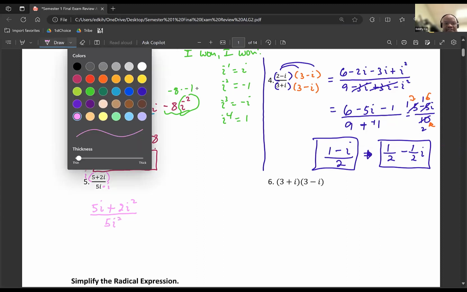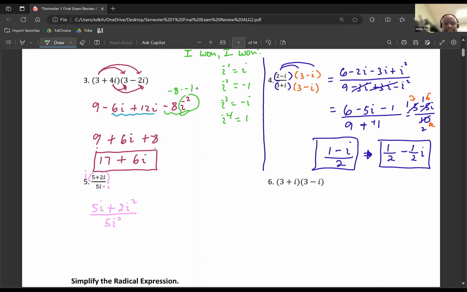Folks, I know you probably have heard me say this 1,000 times. i squared is a number, right? So remember to simplify fully. So we'll replace the i squared with a negative 1, right? So this will be 2 times negative 1, basically. And then it will be 5 times negative 1. So we end up having a 5i minus 2 over negative 5.